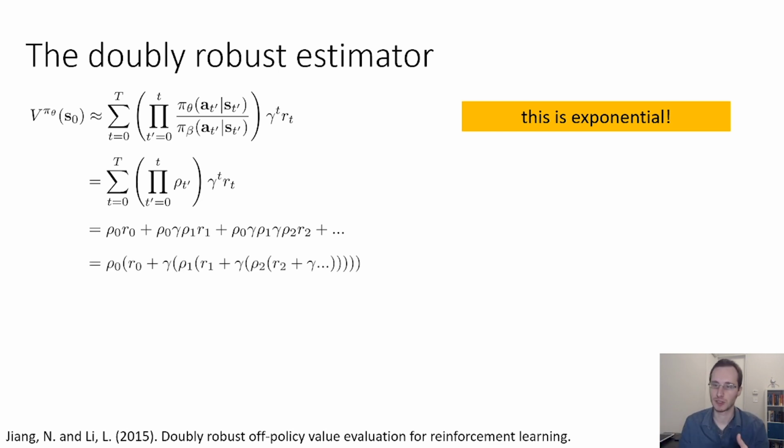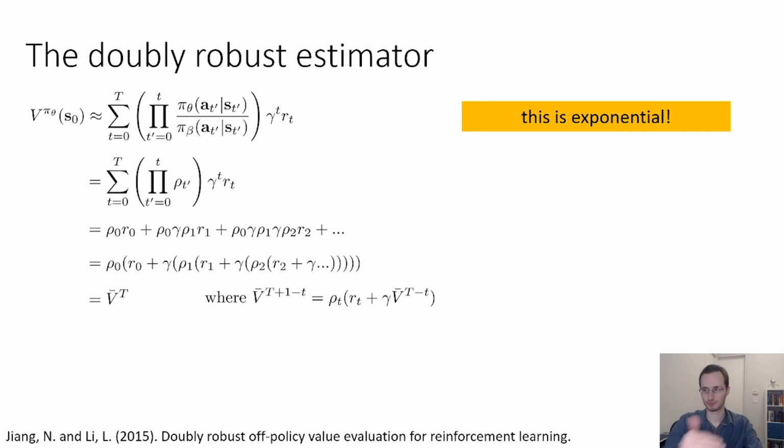And if I group these things together, I can see that this has a neat recursive structure. It looks like rho_0 times, in parentheses, r_0 plus gamma times, in parentheses, rho_1 times r_1 plus gamma, etc., etc. So I can write it as some recursively computed quantity, which I'm going to call V bar, where V bar of capital T plus 1 minus t is equal to rho_t times r_t plus gamma V bar of capital T minus t. So we can just compute all these V bars recursively, and we'll get this importance sampled estimator. Okay, that by itself doesn't change anything. I haven't actually changed the estimator in any useful way. This is just another way of writing it.